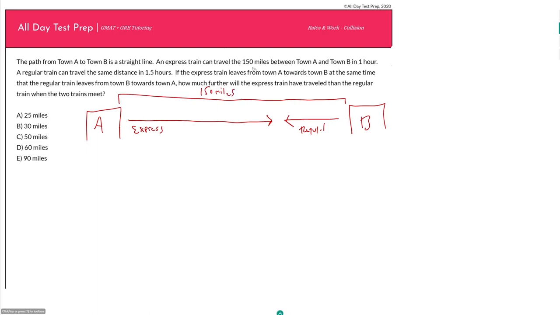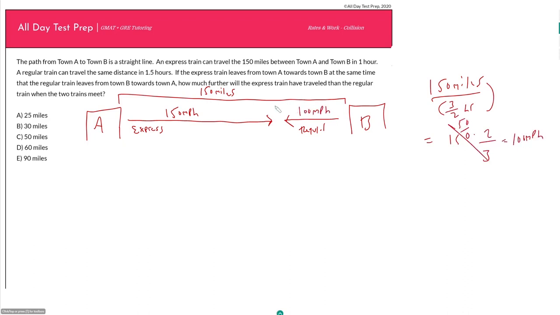Our express train can go the 150 miles in 1 hour. So his rate is 150 miles per hour. Now the regular train can travel 150 miles in 1.5 hours. So his rate is 150 miles per 3/2 of an hour, which means his rate is 150 times 2/3, or 100 miles per hour. That makes sense because the regular train should be going slower than the express train.